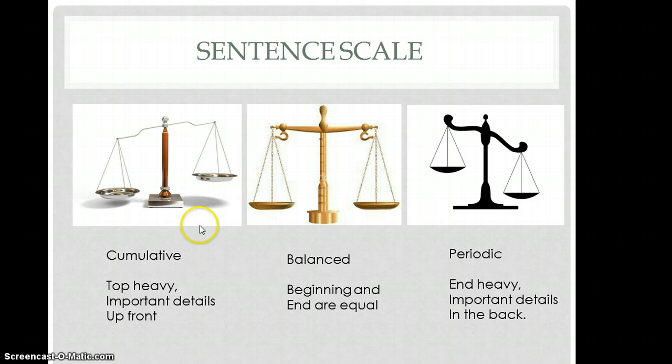Another way to think of it is this. Cumulative sentences are top-heavy. Important details are up front. Balanced means its beginning and end are equal. And periodic means it's end-heavy. Important details are in the back.